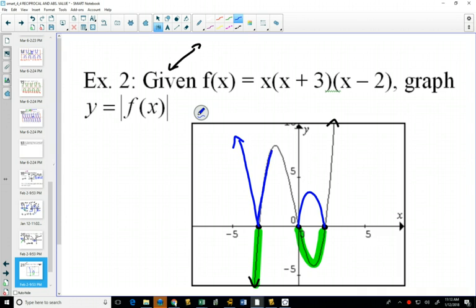So I know that my final graph, that part will stay the same, and that part will stay the same. So all the absolute value does, and you might have run across a couple of these questions already in the review, all the absolute value does is take your negative y values and make them positive, and that results in reflecting those parts up over the x-axis.